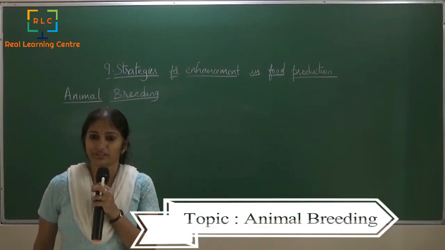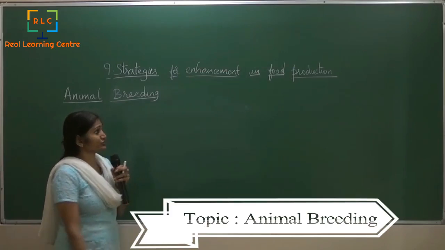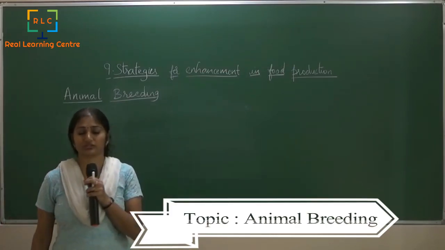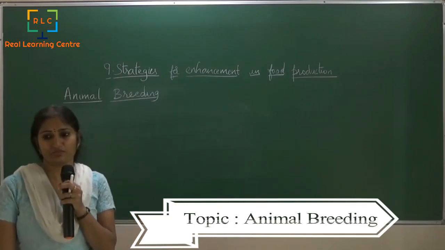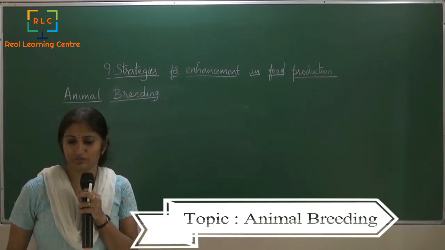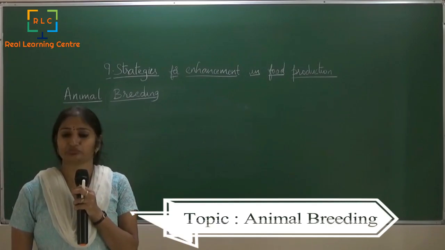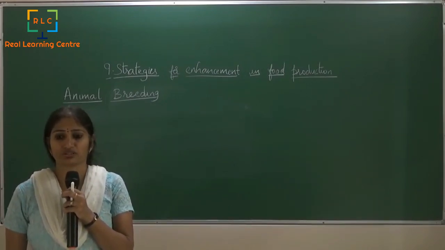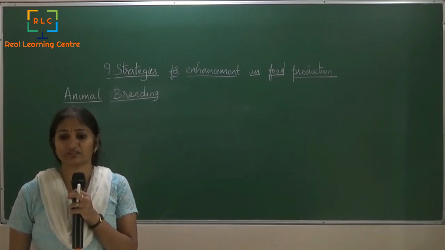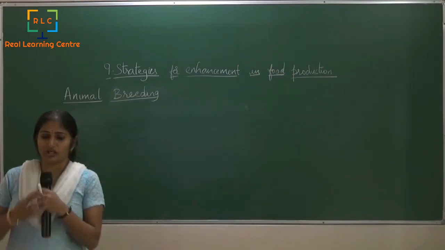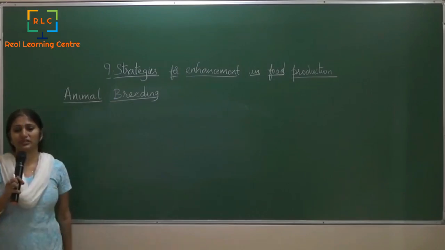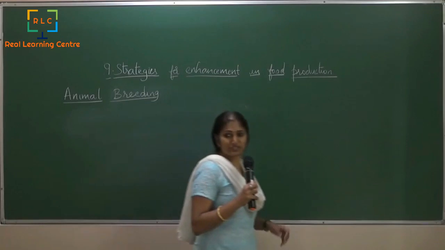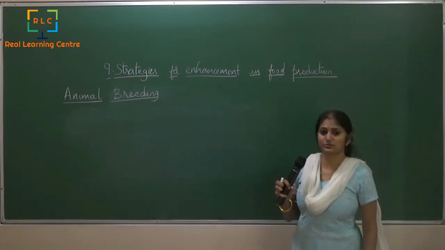So, in our chapter Strategies for Enhancement in Food Production, we learnt about some of the management techniques of the farms, both in case of poultry as well as in the cattle or the dairy farms. Today, we will talk about one more topic which is called animal breeding. This is because breeding of animals is a very important aspect in animal husbandry.